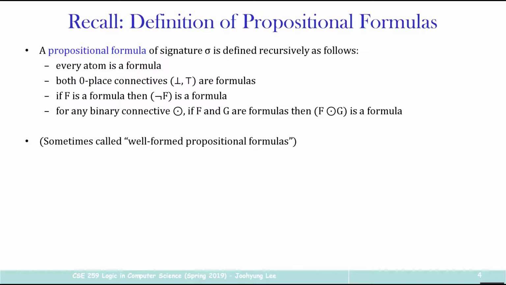So note that the first two cases are like a base case. You have every atom or a bottom or top. They become the formula. And if you have a formula F, or somebody gives you formula F, then you can build another formula using the third and fourth bullet: you can use the negation symbol, or you can use a binary connective.